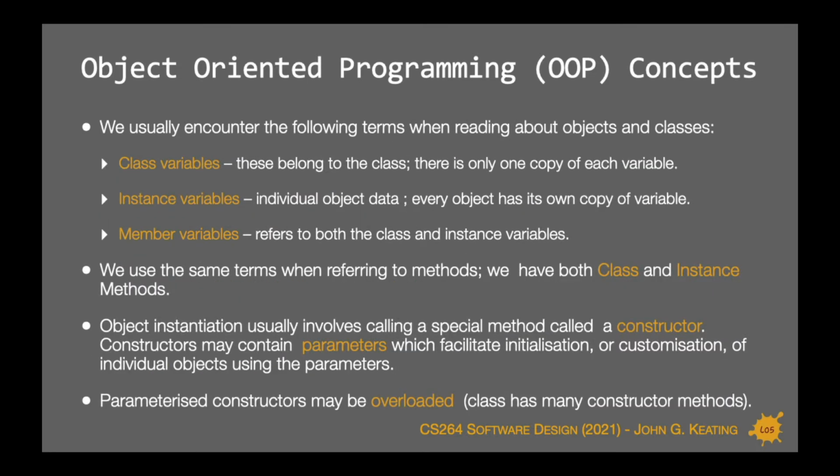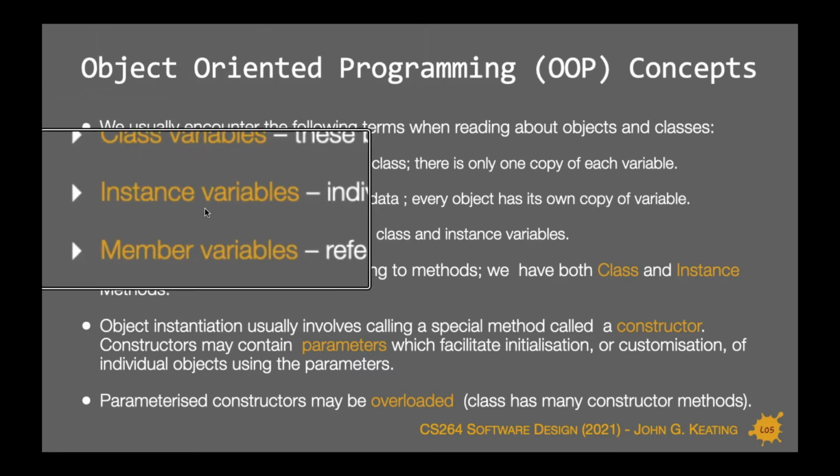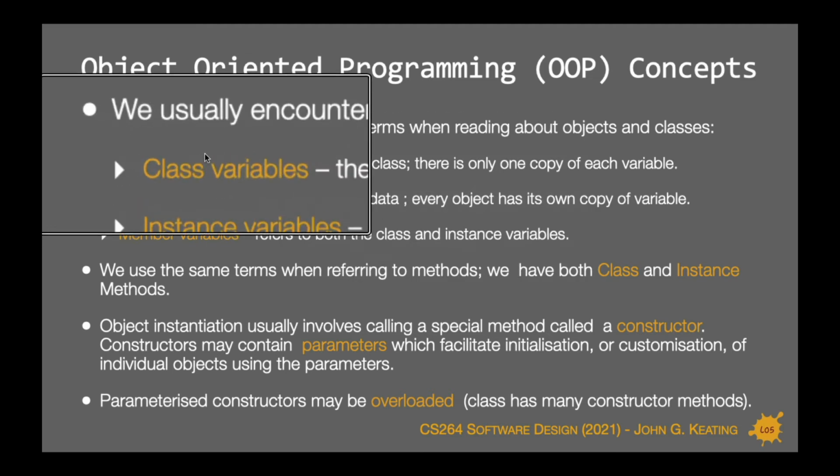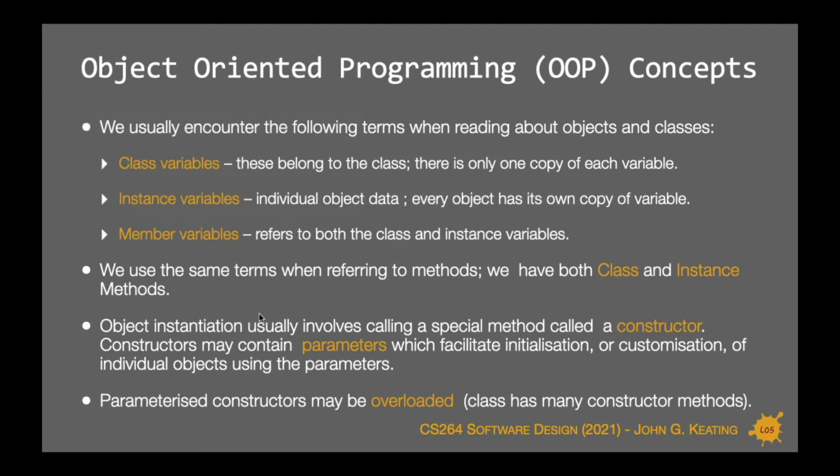Okay, so when we encounter objects and classes, we need to know about some key terms, okay? So we need to know about class variables, instance variables, and member variables. Class variables are variables that we declare inside our classes, and they belong to the class. There's only ever one per class, and there's only one copy of the variable. We also have class methods, so that there's only ever one in existence as well.